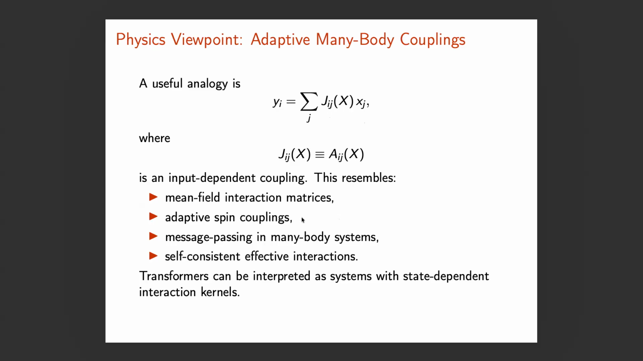In the standard Ising model, you don't have that, but in principle you could bake it in. You can have self-consistent effective interactions. So transformers can be interpreted as a system with state-dependent interaction kernels, and that's extremely useful if you're going beyond just a static, constant interaction between the spins.